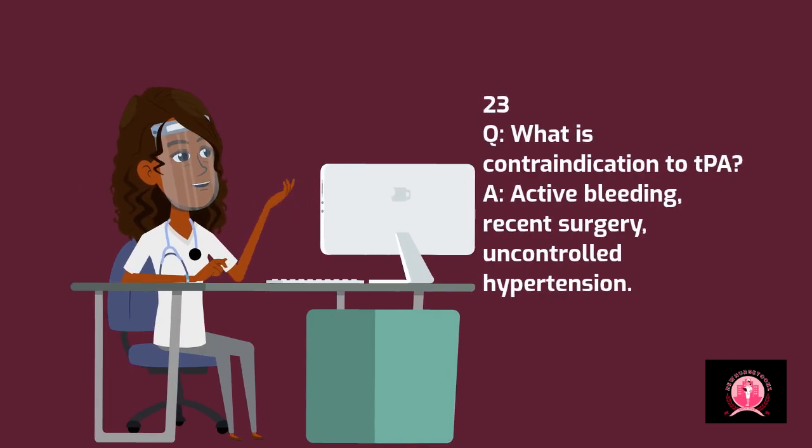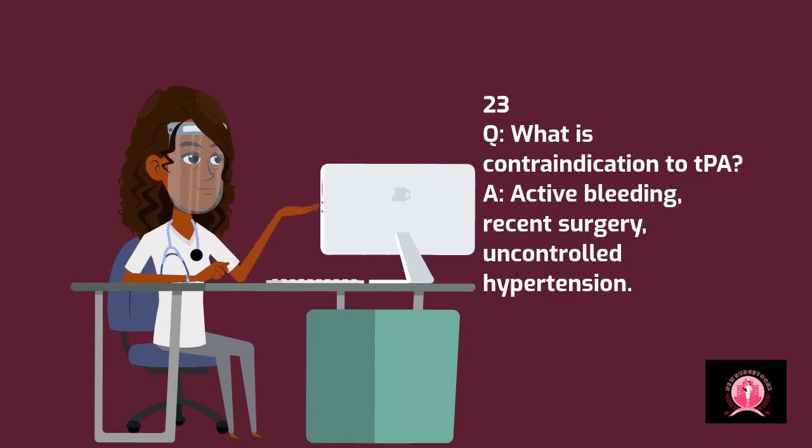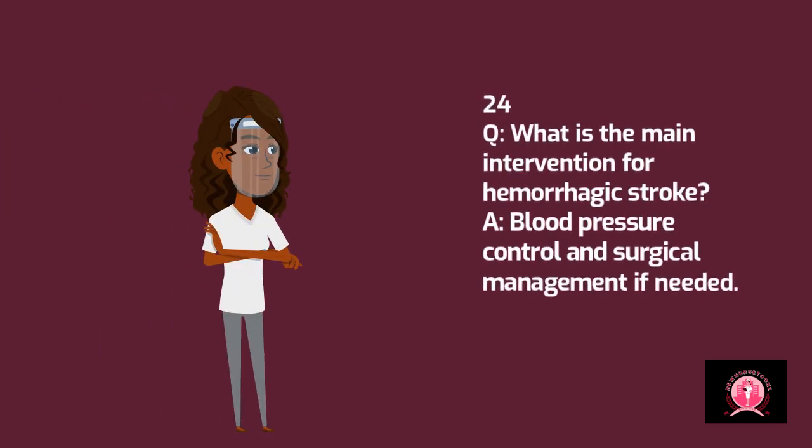23Q. What are contraindications to TPA? A. Active bleeding, recent surgery, uncontrolled hypertension. 24Q. What is the main intervention for hemorrhagic stroke? A. Blood pressure control and surgical management if needed.